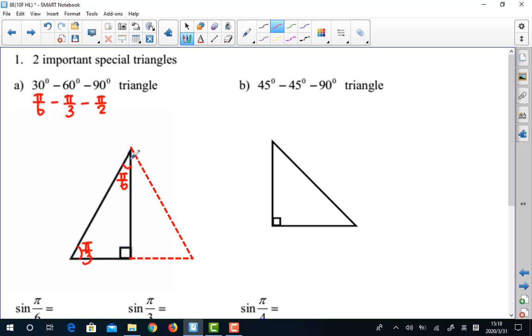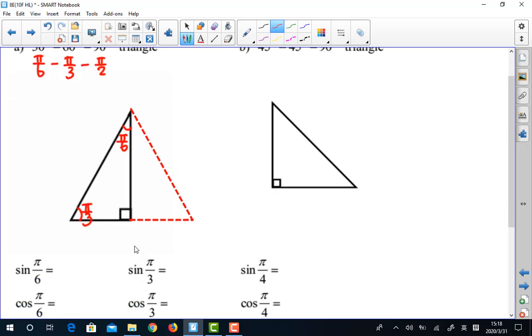This special right triangle is a half of an equilateral triangle. Based on this property, I know this side is a half of this side, and this side is equal to its hypotenuse. So this side is always a half of the hypotenuse. And this green side is opposite 30 degrees. The side opposite the smallest angle is the shortest side, and for the shortest side, we always let this one be 1.